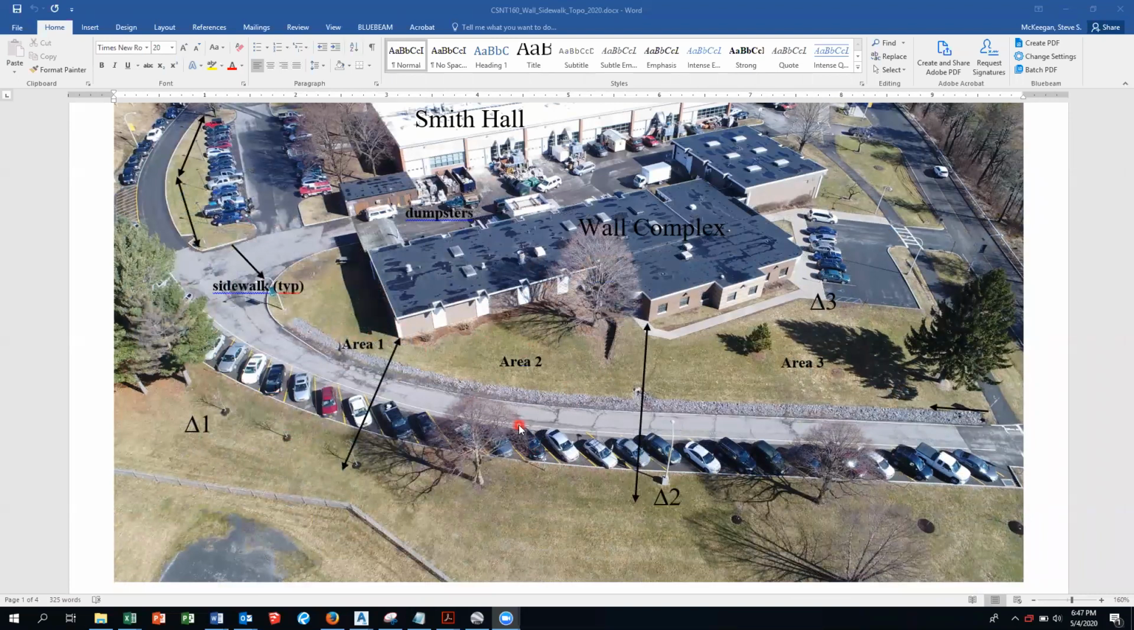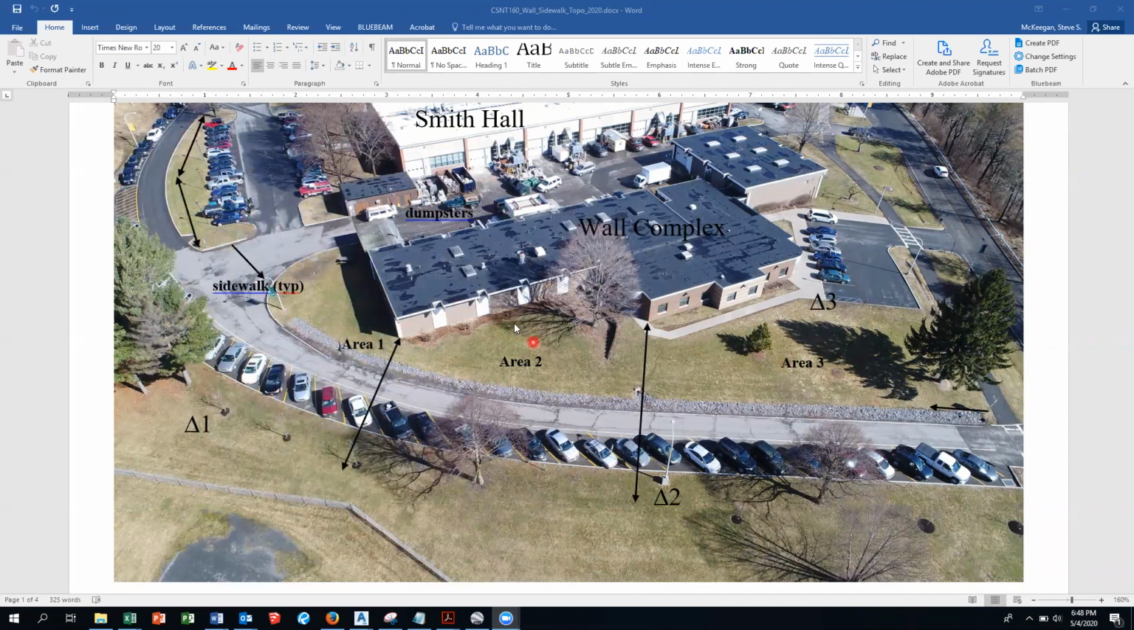And then area 3 is from this corner of wall. We really don't need this over in here. So from here, maybe take a couple of shots on the building over in here, just so we can locate the building. And then pretty much run a path down to, say, that big pine tree, where we're going to tie into the existing sidewalk.